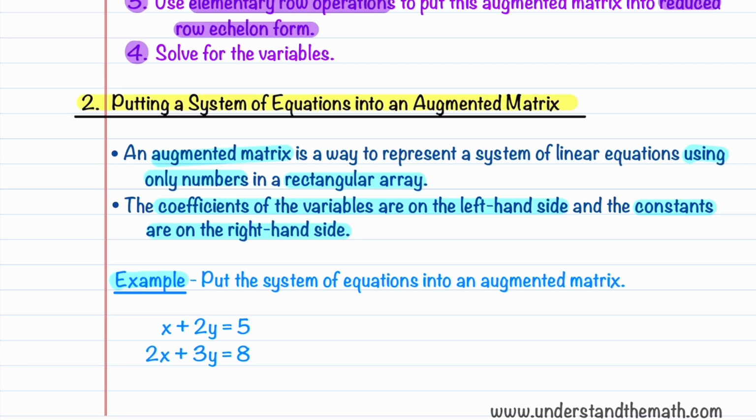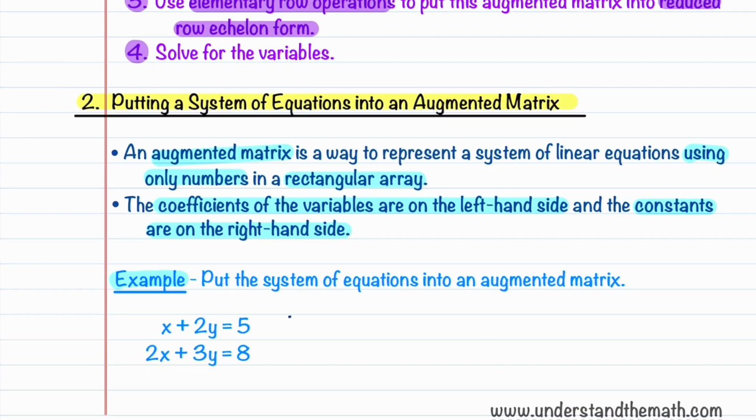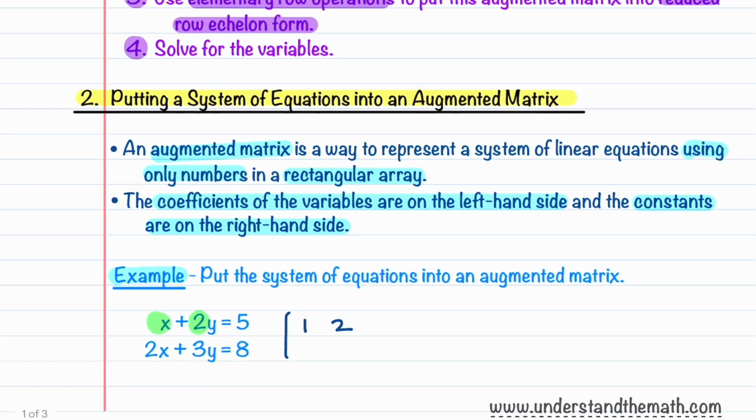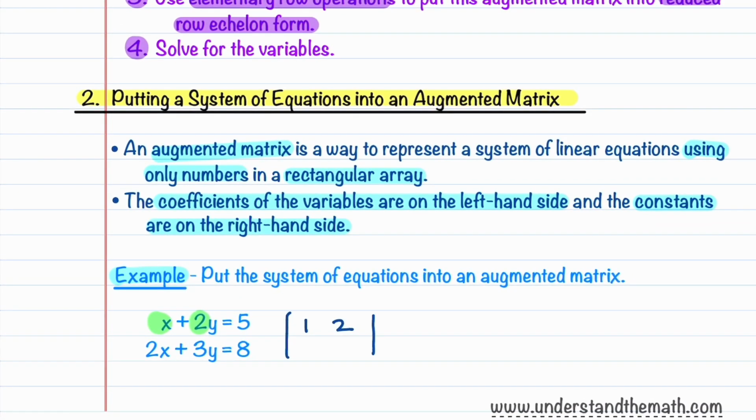We have a system of equations, and we're going to put it into an augmented matrix. Let's go ahead and write down our matrix. We're going to take the coefficients from the left-hand side, a 1 and a 2. We'll write those down. And then we're going to draw a line. You don't have to, but I think that really helps so that you can distinguish between the left-hand side and the right-hand side. And then we're going to write a 5 on the right-hand side. And then in the second row, we put a 2 and a 3. And then on the right-hand side, we have an 8. And that's our augmented matrix.